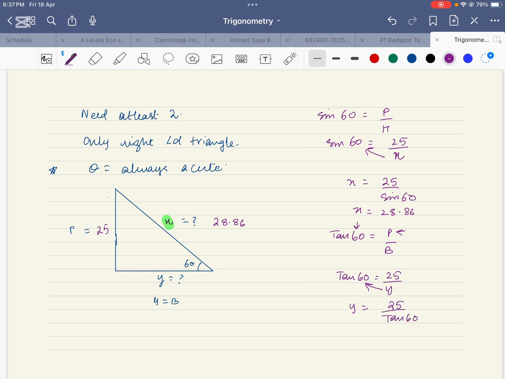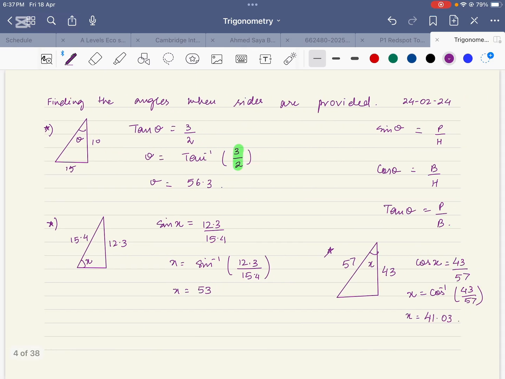This will definitely be less than 28.86 because x is the hypotenuse, which is the longest side, so other sides are going to be less than the measurement of this side. Here we found out y is equals to 14.43. Moving on to the next question.